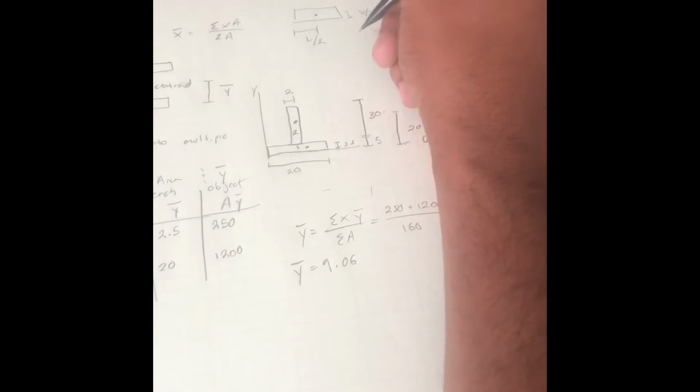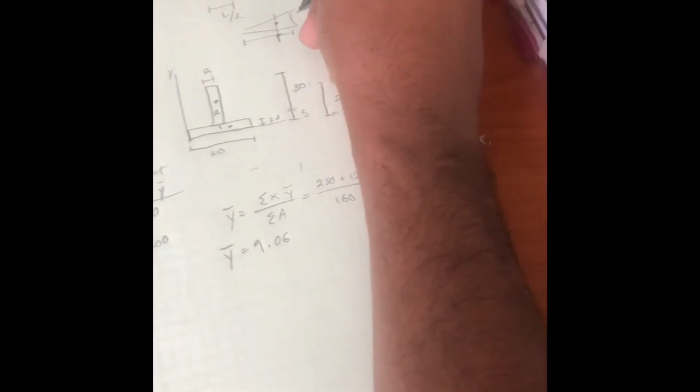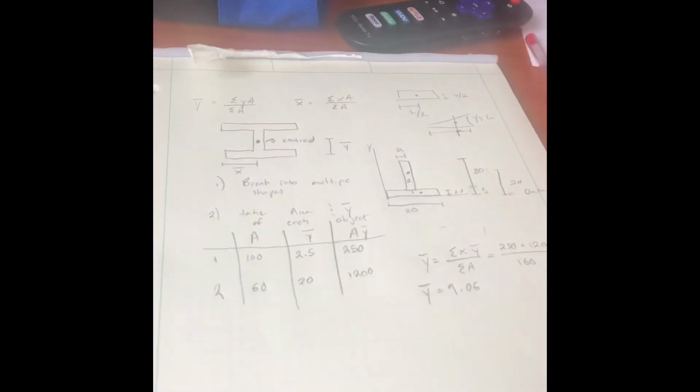And for a triangle it is 1/3 from the big part of the triangle, the top part, 1/3 L. So typically in statics, you're eventually going to see I-beams and T-beams.